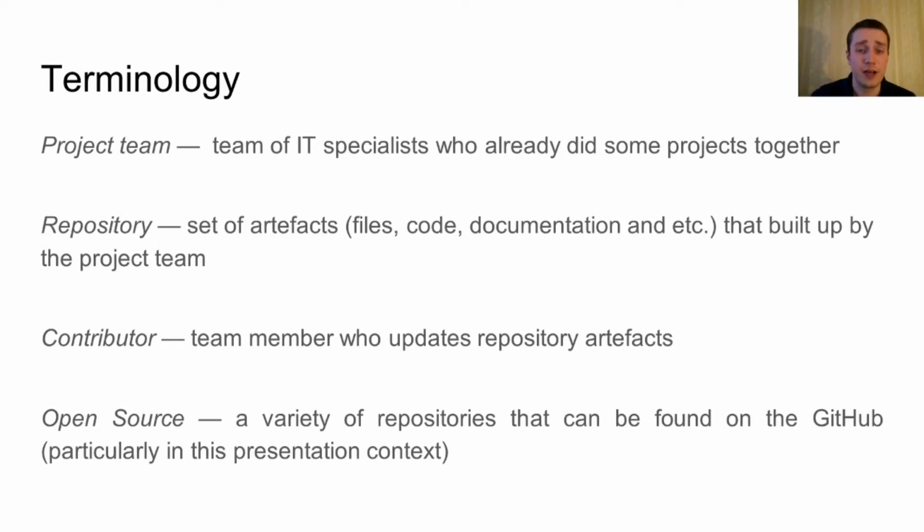Number 2 is repository. It's a set of artifacts. In the development world, they are code, documentation, SQL procedures, and something like that. Contributors are actors of the process. They are developers who bring new ideas into the project while committing the mentioned artifacts. And last but not least, open source. In this context, it's a variety of repositories that can be found on GitHub, for example.